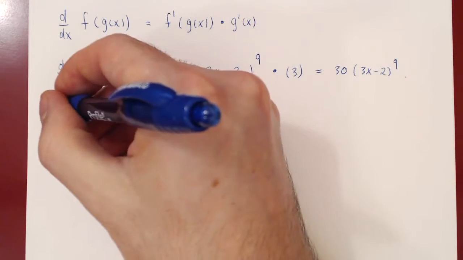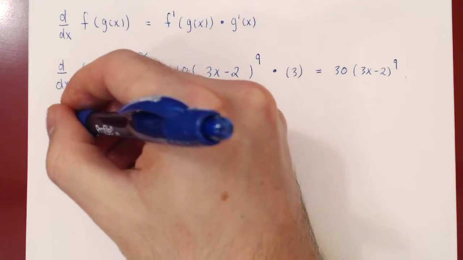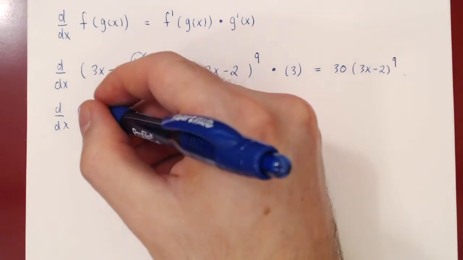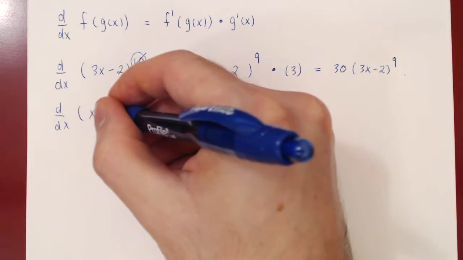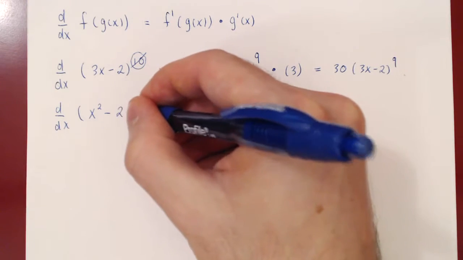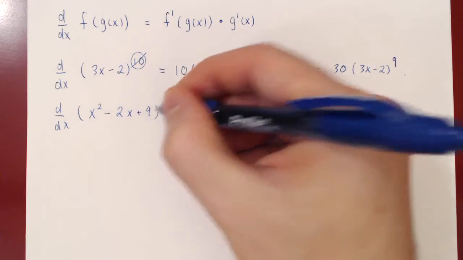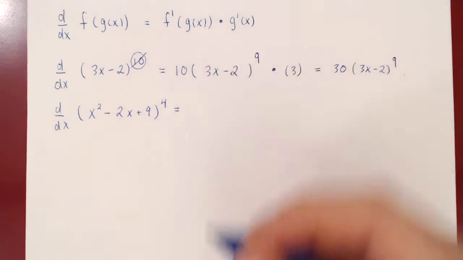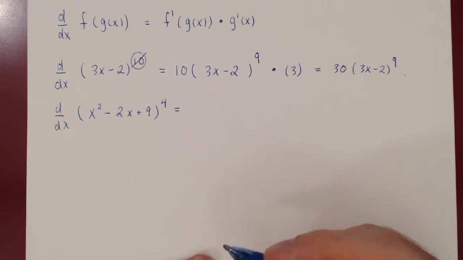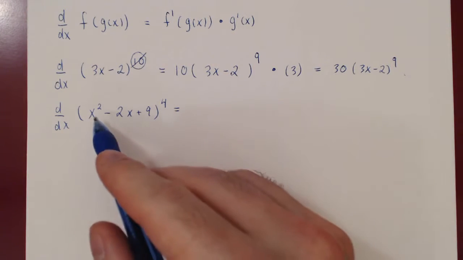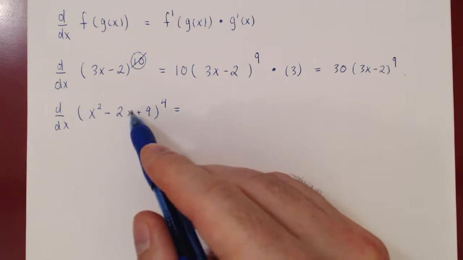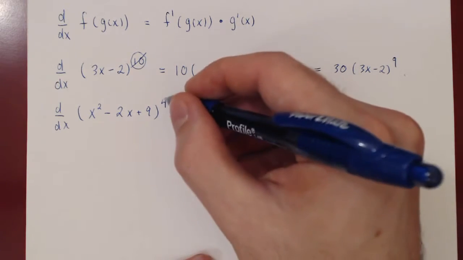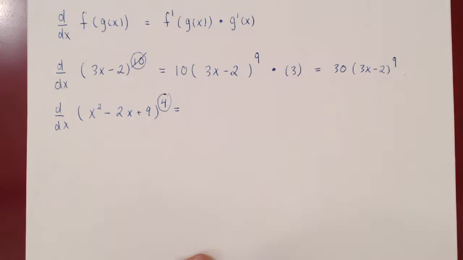What about this example? The derivative with respect to x of, let's now take a quadratic. So x squared minus 2x plus 9. Let's take the 4th power. Once again, the power is the outer function. If I gave you a value of x, you would first square it, subtract 2x, add 9, and then you would take the 4th power. So the outside function is the 4th power.